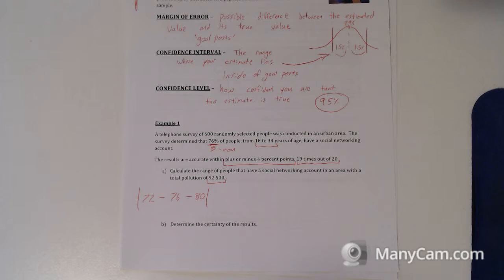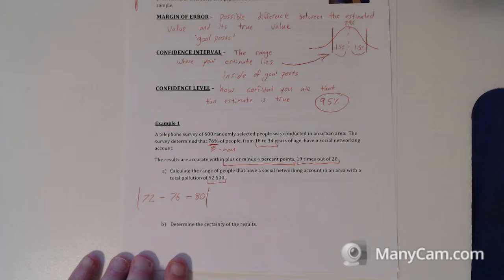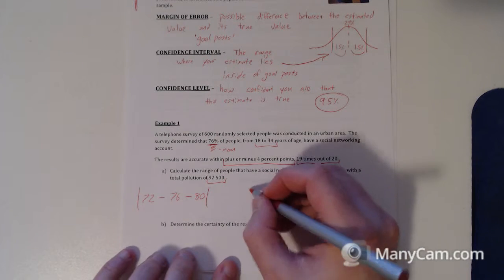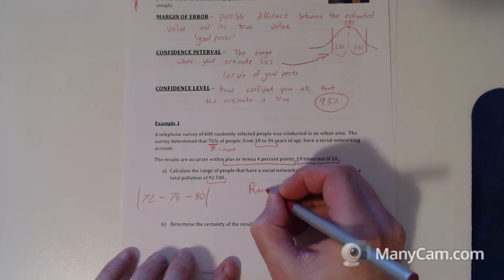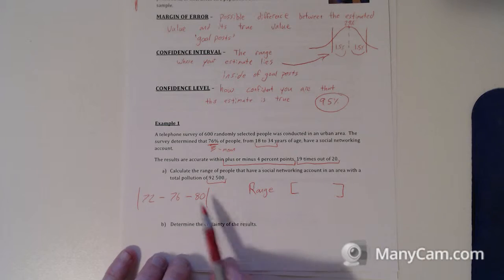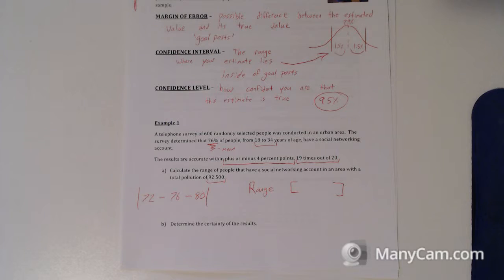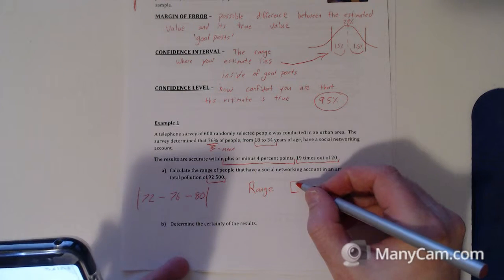Calculate the range of people. So we want to know how many people are actually in here. So instead of doing it as percents, we're going to do it as an actual population of the town of 92,500. So we would say the range is somewhere between, so 0.72 times 92,500. I have to get a calculator out. 0.72 times 92,500 is 66,600.